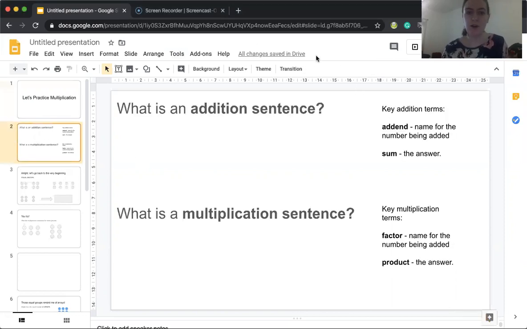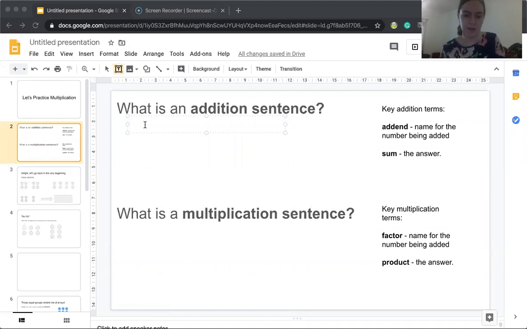To start us off, what is an addition sentence? An addition sentence shows us when something is being added. So my addition sentence that I'm going to use will probably be 3 plus 4 equals 7, which we know because we've already done addition and subtraction. So there's my 3 plus 4 equals 7.